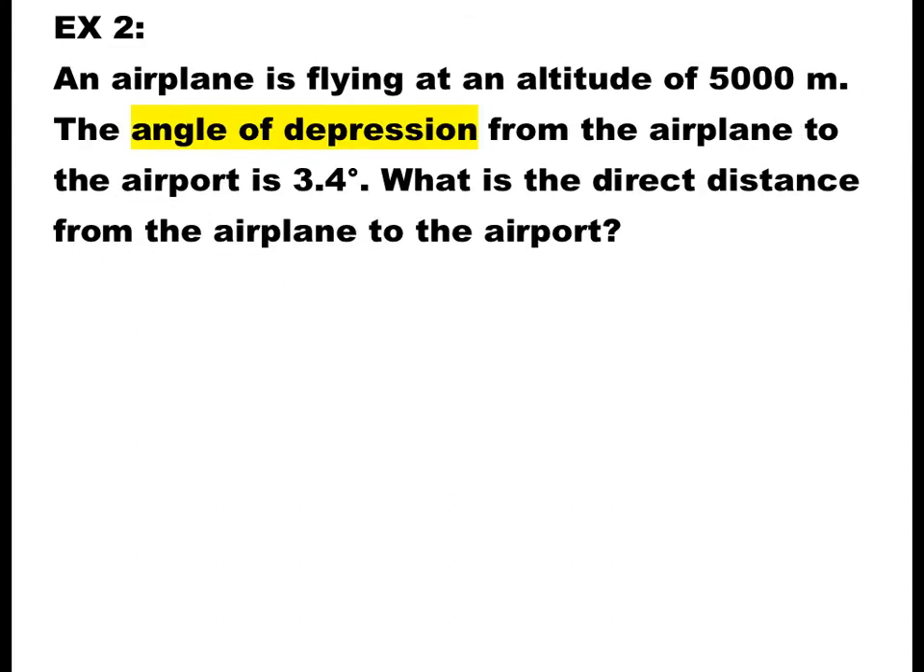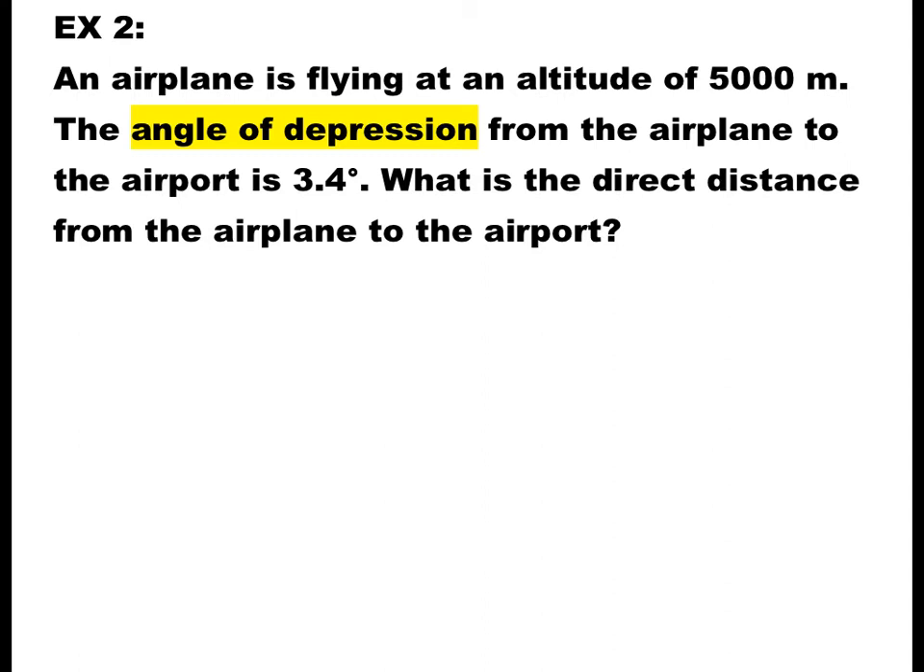Okay, the next question: we have a plane which is flying at an altitude of 5,000 meters. The angle of depression from the plane to the airport is 3.4 degrees. You have to find the direct distance from the plane to the airport.